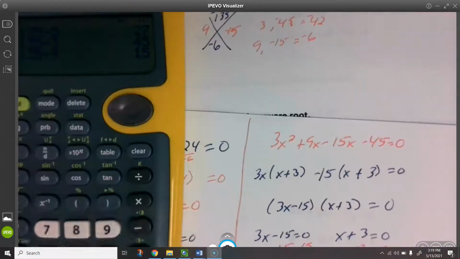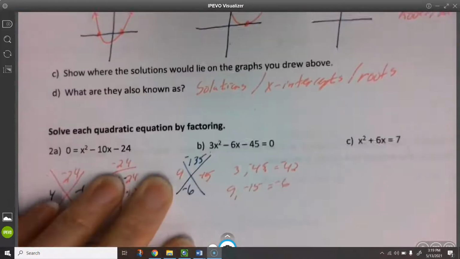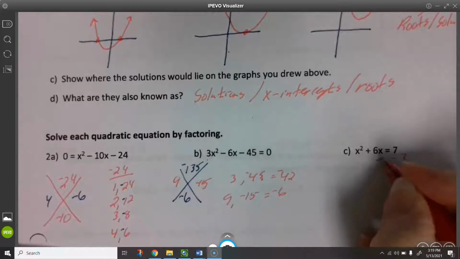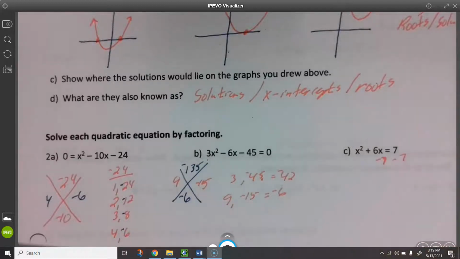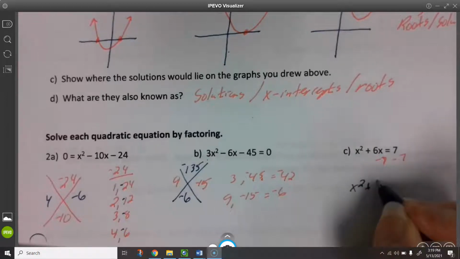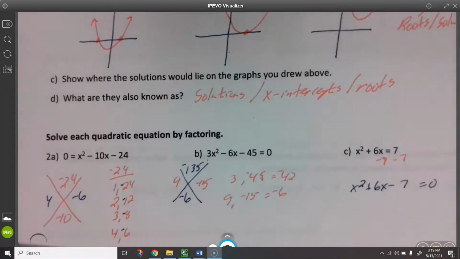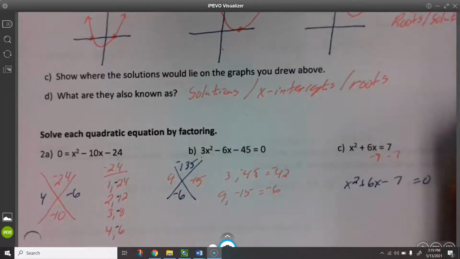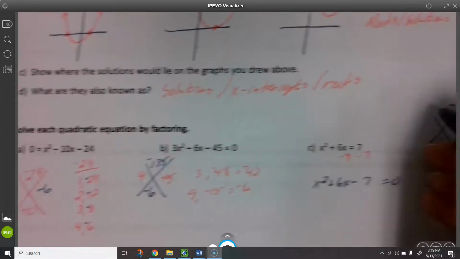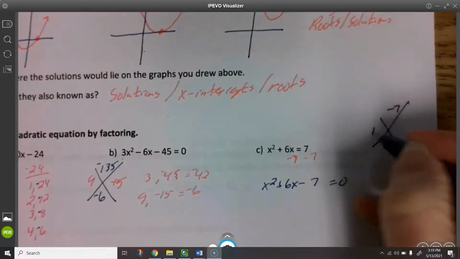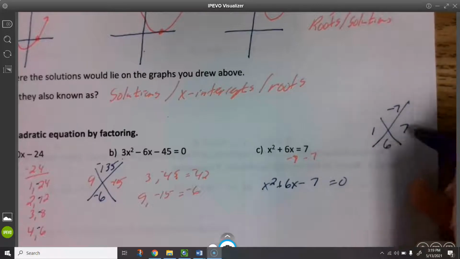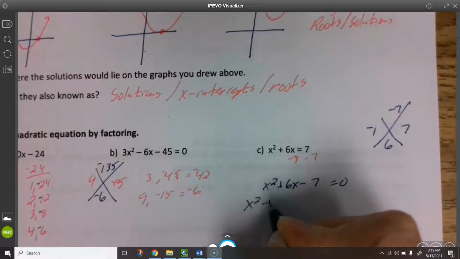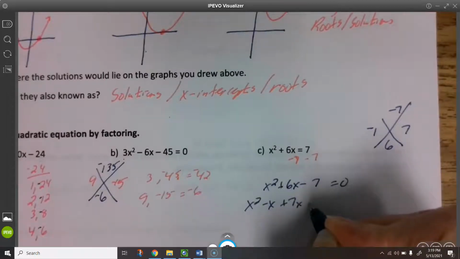Okay, good. Now, C, what makes C different? Look at that. You're right, it's because we don't have a 0 on a side by itself. So we have to get that 7 over. Make my x over here, see if I can make it fit. Negative 7. Oh, the factors of 7. Well, that doesn't give us a lot of choice, does it? It's going to be 1 and 7. And we have to add, so that means 7 has to be positive. So we get x squared minus x plus 7x minus 7.